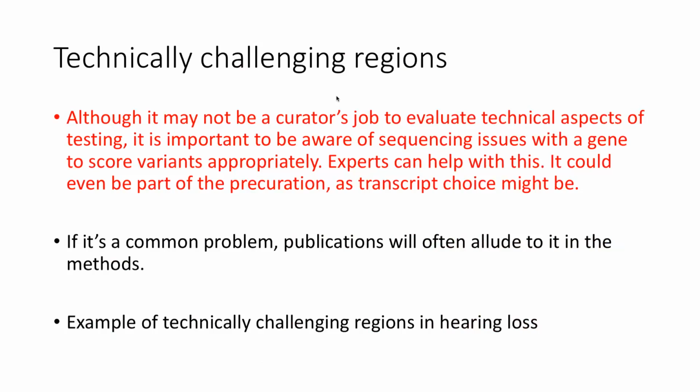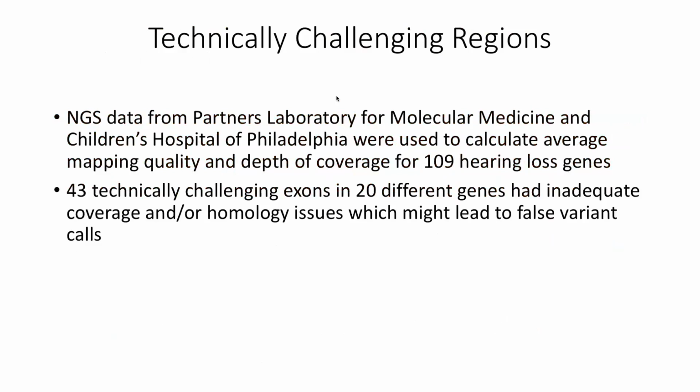And so we evaluated this in hearing loss, and to just give you one example, we took NGS data from our lab and then from the Children's Hospital of Philadelphia, and we actually found 43 technically challenging exons in 20 different genes. And these had inadequate coverage or homology issues that might lead to false variant calls. So you wouldn't have to go this far, but it might be important to just check while or before you're curating a gene if there might be technical issues that might cause incorrect scoring for variants in certain areas of the gene.